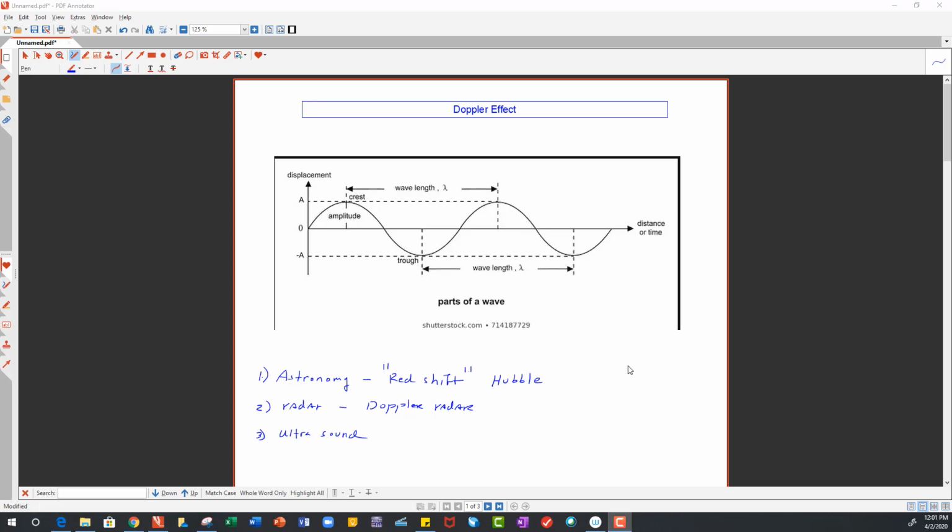Hello, we're going to continue our discussion on wave energy, and today we're going to discuss the Doppler effect. The Doppler effect is an important characteristic of waves we would like to review and understand because it manifests itself in a lot of applications.